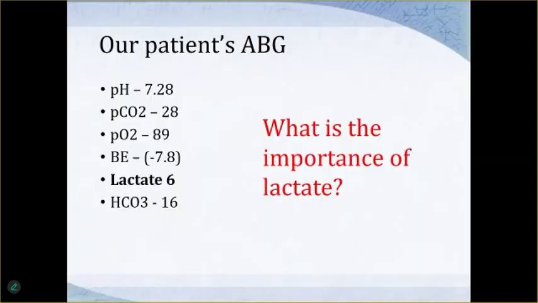So this is our patient again, and let me give you the arterial blood gas as well. The pH is 7.28, carbon dioxide 28, and PO2 89, base excess is minus 7.8, with a high lactate this time of 6, and the bicarbonate is 16. So let me ask you again, what is the importance of the lactate?